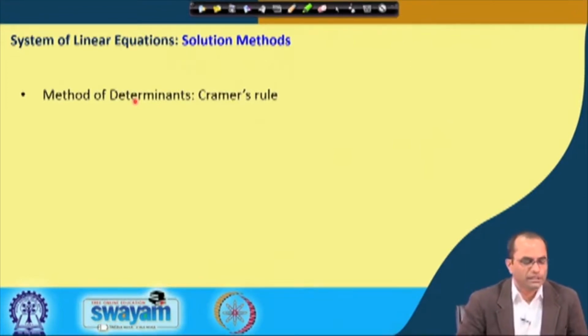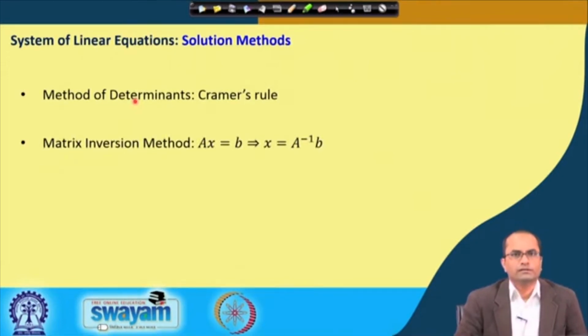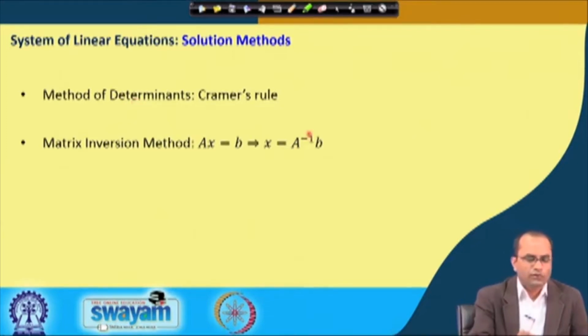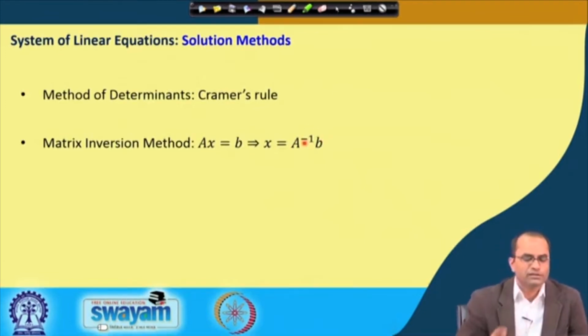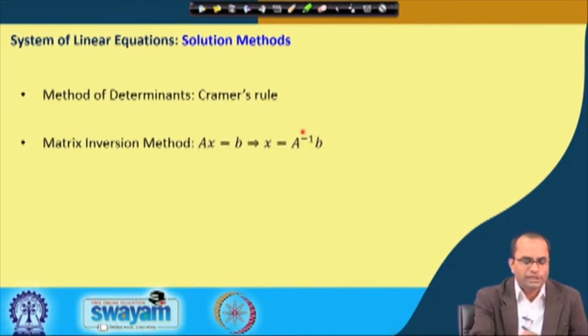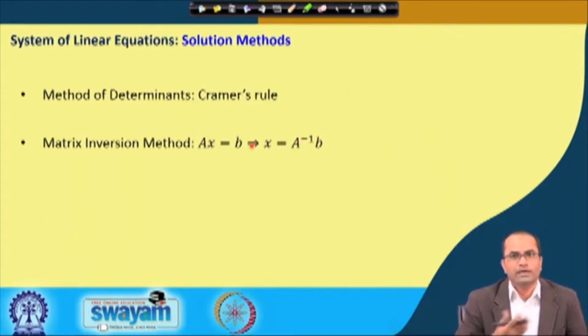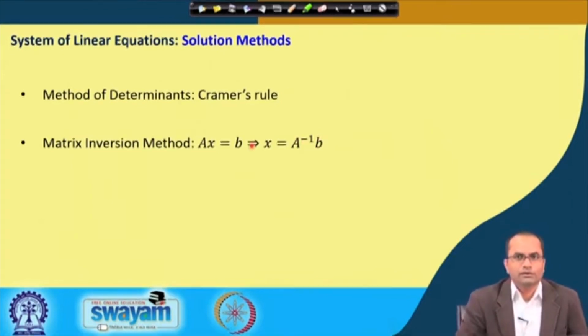We also have the matrix inversion method, where this system Ax is equal to b we can solve once we have the inverse of the matrix. So, out of this Ax is equal to b, we can write x is equal to A inverse b, and once we have the A inverse, we multiply by this b and then we will get the x. So, if we have the inverse of a matrix, we can easily write down the solution of the system.